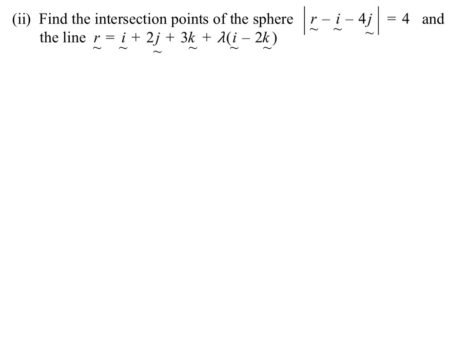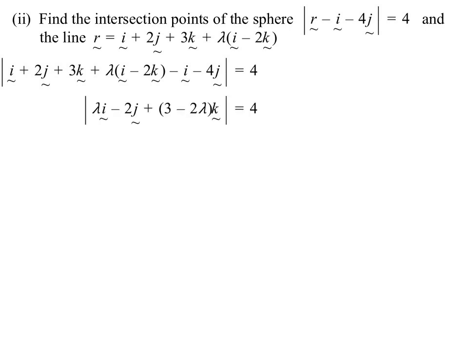Well, let's find where this sphere and that particular line intersect. Okay, again, how do we find the intersection? We solve them simultaneously. So I'll substitute in the equation for r into that magnitude. Let's now tidy it up and group the components together. I get λi − 2j + (3 − 2λ)k. Let's find that modulus. Remember, we want to work out what lambda is. Let's create the quadratic. There it is.